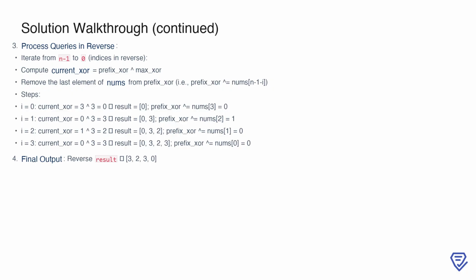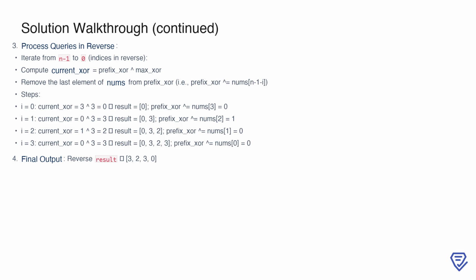For each step, we calculate the current_XOR as the XOR of prefix_XOR and max_XOR. After that, we remove the contribution of the element at the current index from prefix_XOR by performing another XOR operation. Let's go through the steps. At I equals 0, current_XOR is 3 XOR 3, which is 0. We append 0 to the result and update prefix_XOR by removing the contribution of nums, 3, which gives us 0.